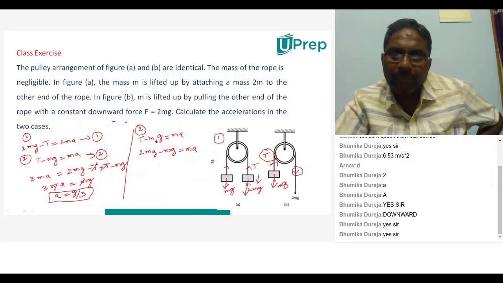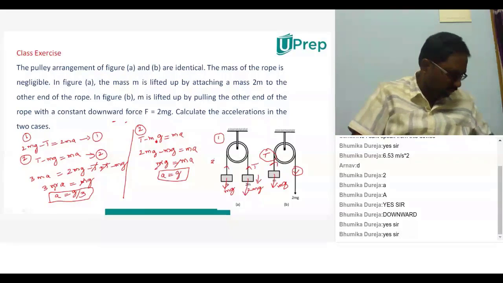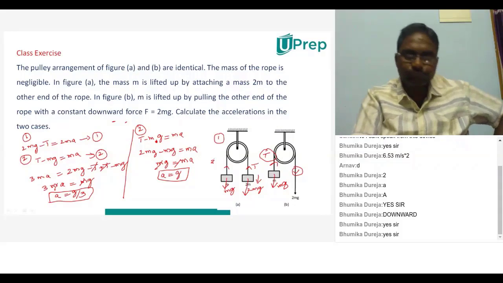Now 2mg minus mg will be equal to mg. So mg is equal to ma. m can be cancelled on both sides. Now a will be equal to g. That means the acceleration due to gravity is the acceleration in the system, isn't it? Is it clear now?